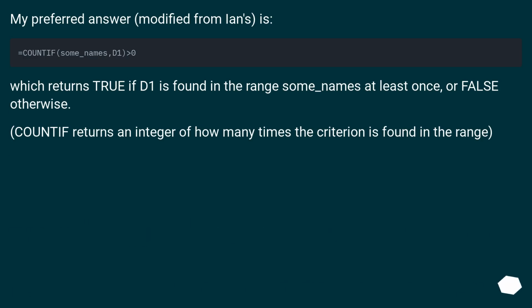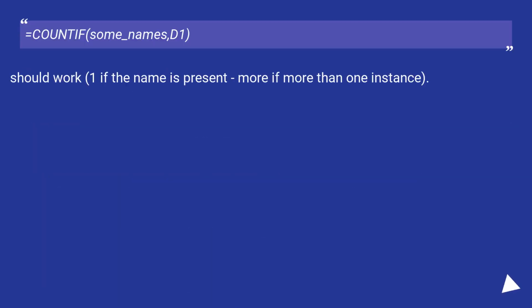My preferred answer, modified from Ian's, is the following, which returns true if D1 is found in the range sum_names at least once, or false otherwise. COUNTIF returns an integer of how many times the criterion is found in the range. Equals COUNTIF(sum_names, D1) should work: 1 if the name is present, more if more than one instance.